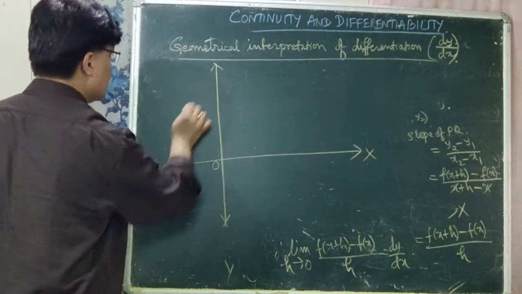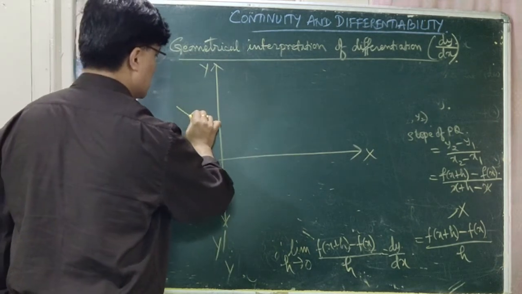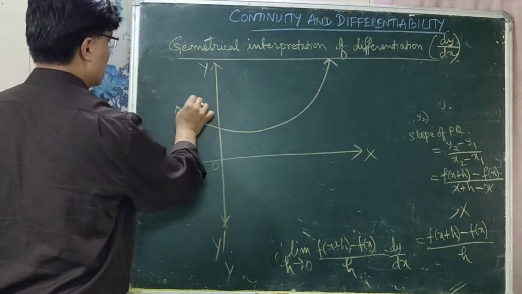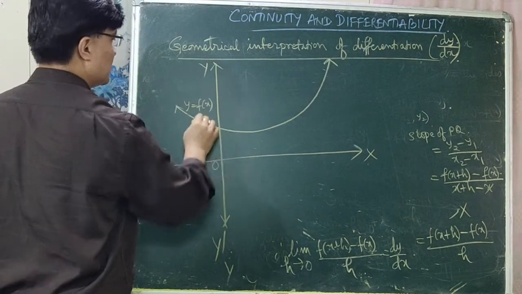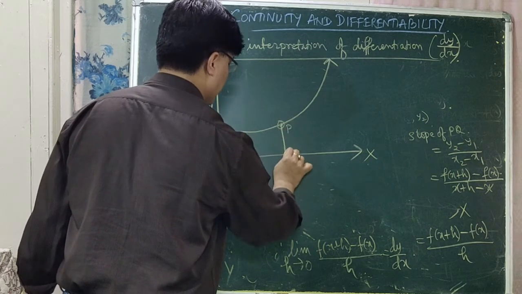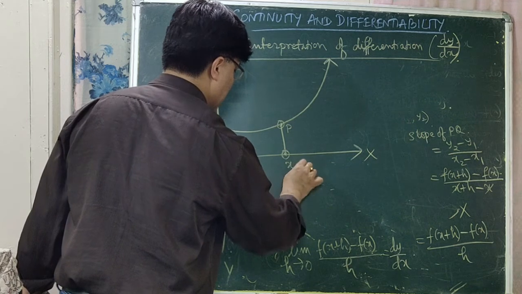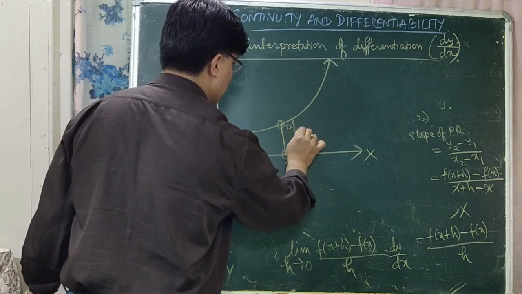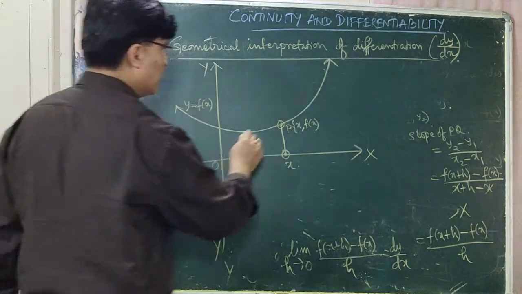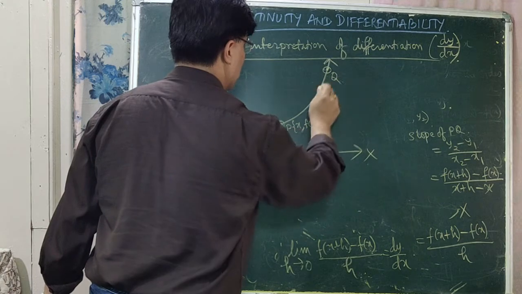XOX dash, this is your YOY dash, right? Suppose this is a curve, this is the curve y is equal to f of x. Suppose this is the particular point P. This is your x, so this may be your x comma f of x, and here y is equal to f of x. Suppose this point is Q.